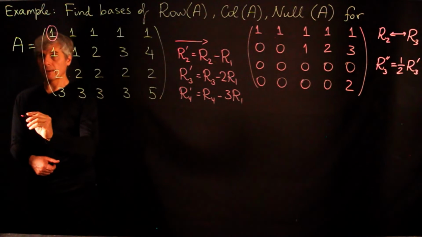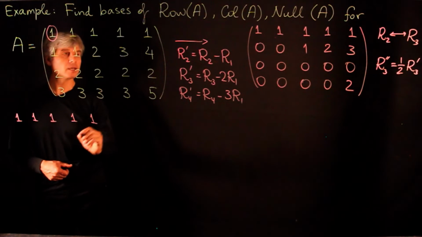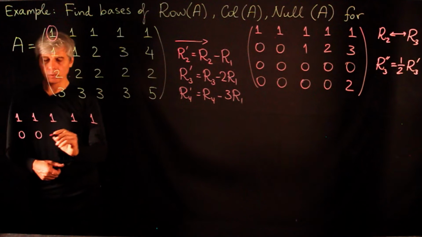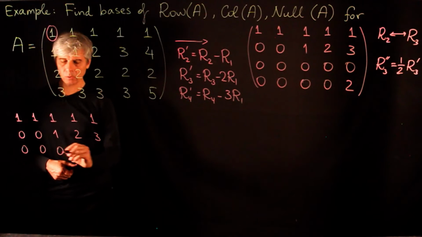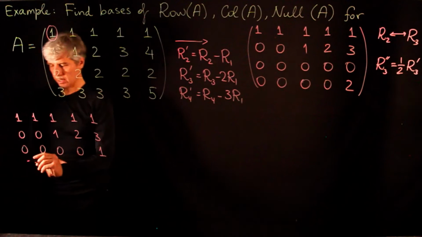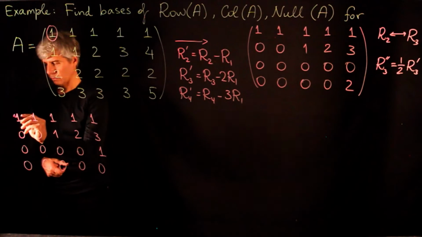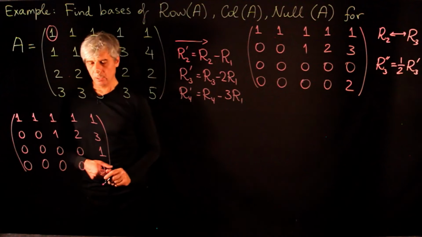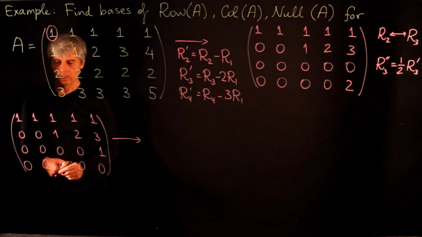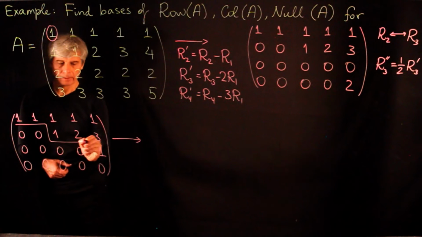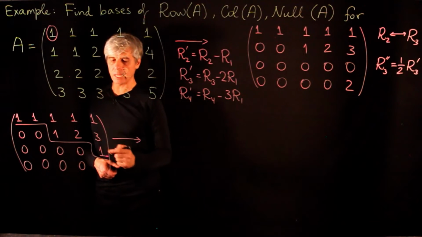So the matrix will be 1, 1, 1, 1, 1, 0, 0, 1, 2, 3, 0, 0, 0, 0, 1, and all zeros in the last row. So that's what we're getting here. Now this is row echelon form, right? So we have this pattern here. So now we eliminate entries above the last pivot.